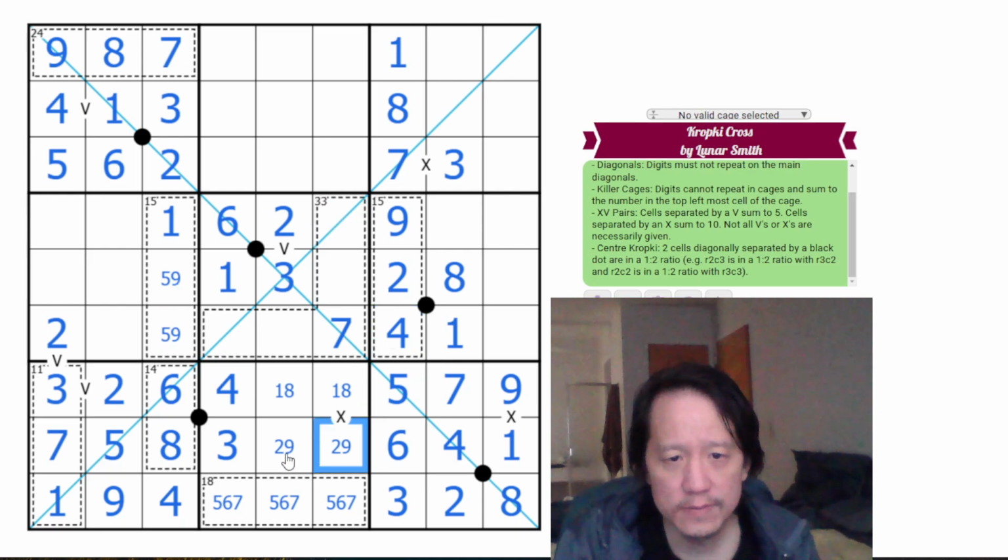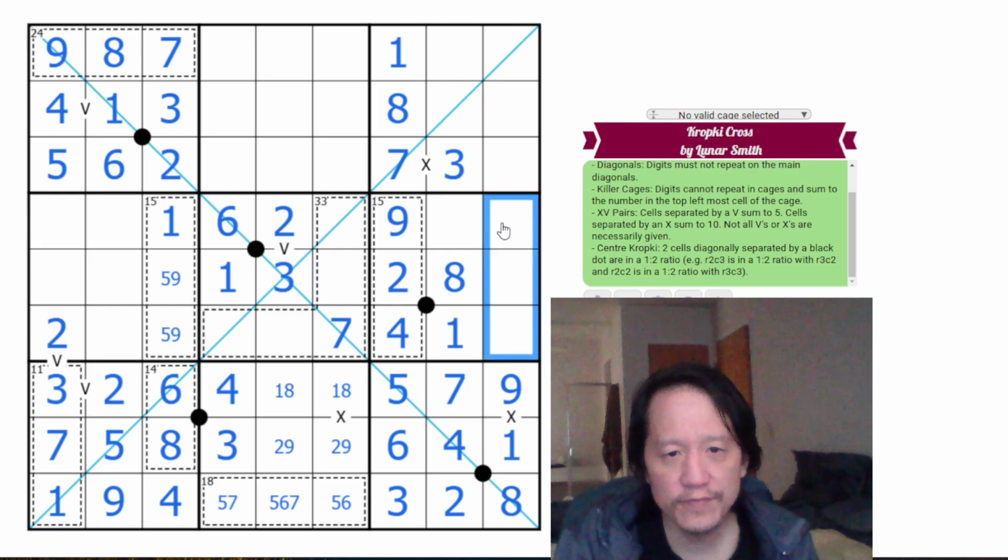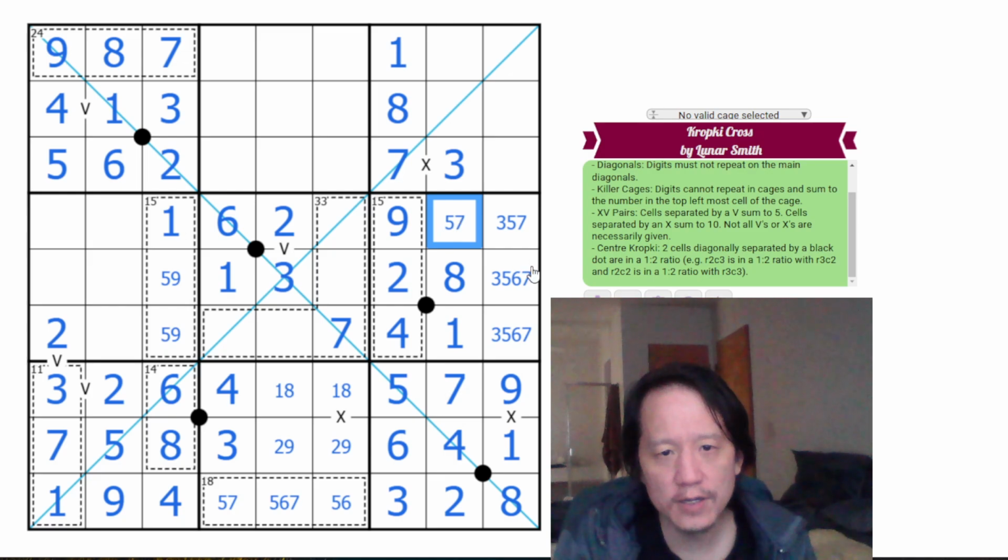Let's see. This can't be 6. This can't be 7. That was just with regular Sudoku. Okay. We have, what is this? 3, 5, 6, and 7. 6 can't be here, so 6 is here. 3, 5, and 7, but that can't be 3. This can't be 3. This is 5. This can't be 7, so this is 5.